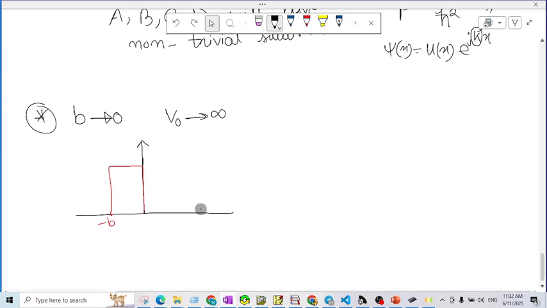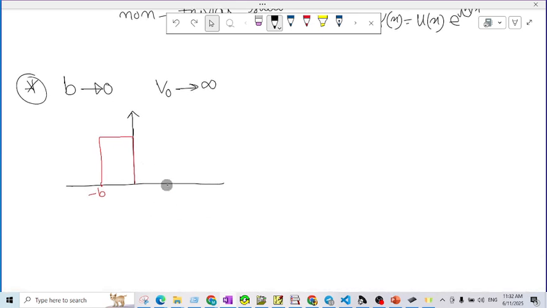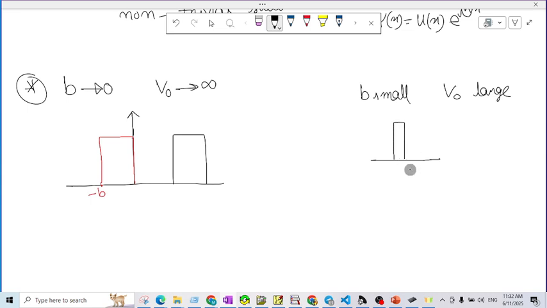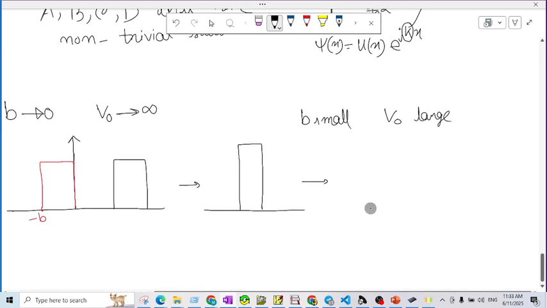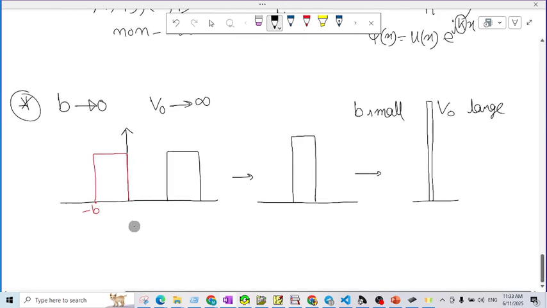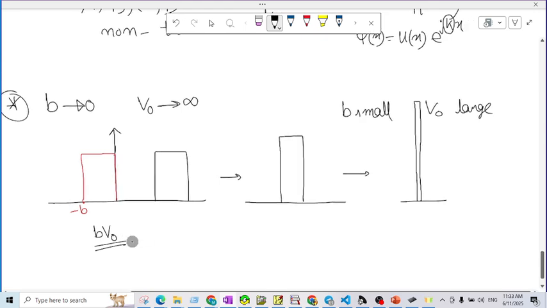Okay, so let me tell you one thing. This is v naught, then again 0, then again v naught, right? If you remember, this was our pattern. And now we will make b small and we will make v naught large. That means now b will be small and v naught will be large. Again we will make b small and v naught large, but we will take the product b times v naught the same.